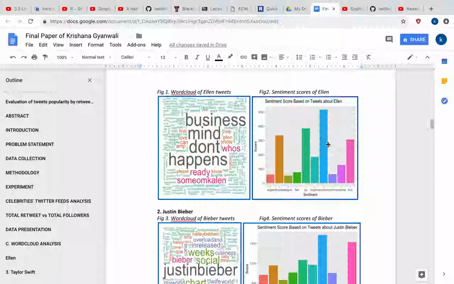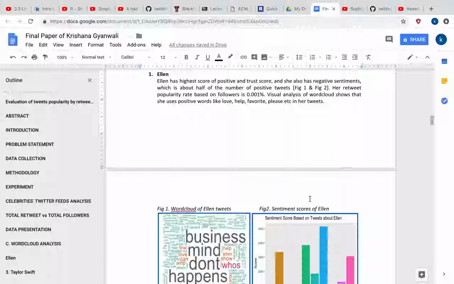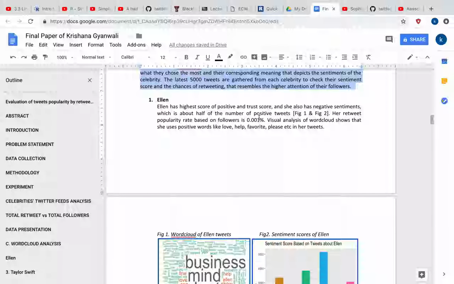When we check the sentiments, there is a general belief that if people write positive sentiments in their tweets, they would get more popularity. But that is not the case, because her popularity score is 0.001%, which is based on the percentage I got while calculating the total followers and retweet count.